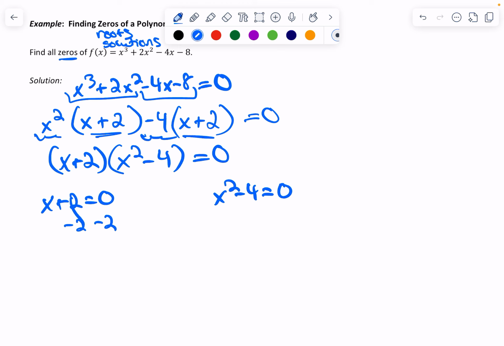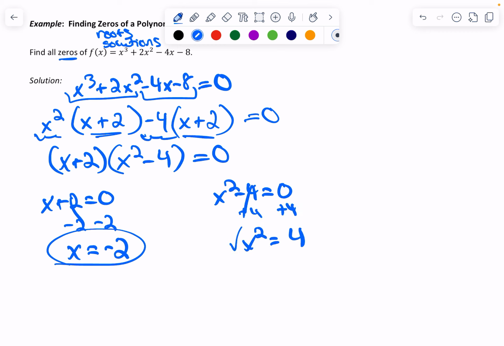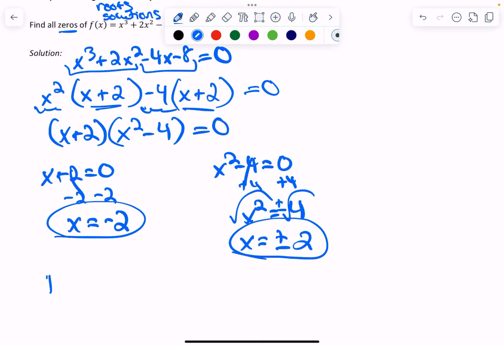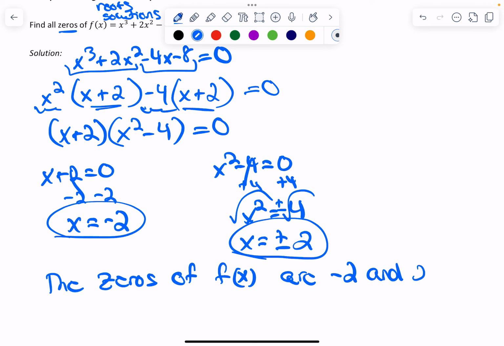Subtracting 2, moving it to the other side, we get x equals negative 2. Here we're adding 4, so x squared equals 4. Taking the square root, positive and negative, x equals positive and negative 2. Well, we've got 2 and negative 2 twice, so we're only going to write it once. So the zeros of this f of x are negative 2 and 2.